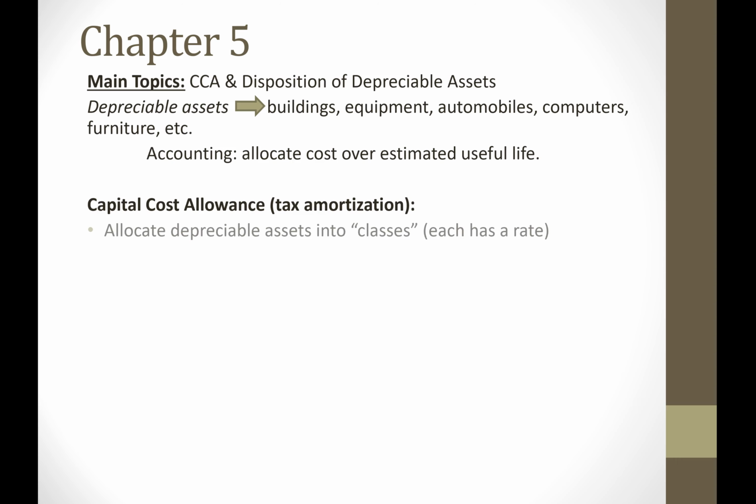Now, when it comes to capital cost allowance, we're going to separate all of our depreciable assets into different classes. And each class has a different CCA rate. Once again, this is quite different from what we learned in our accounting classes when we were calculating accounting amortization.